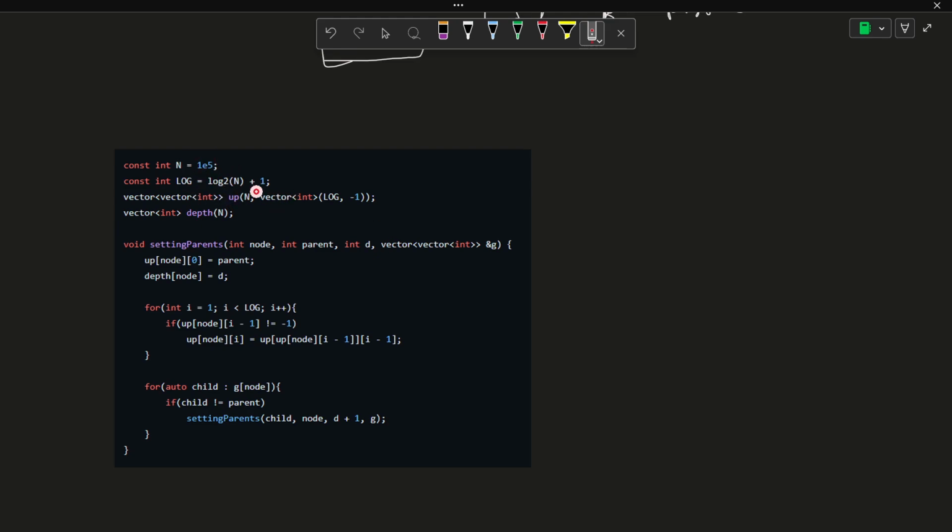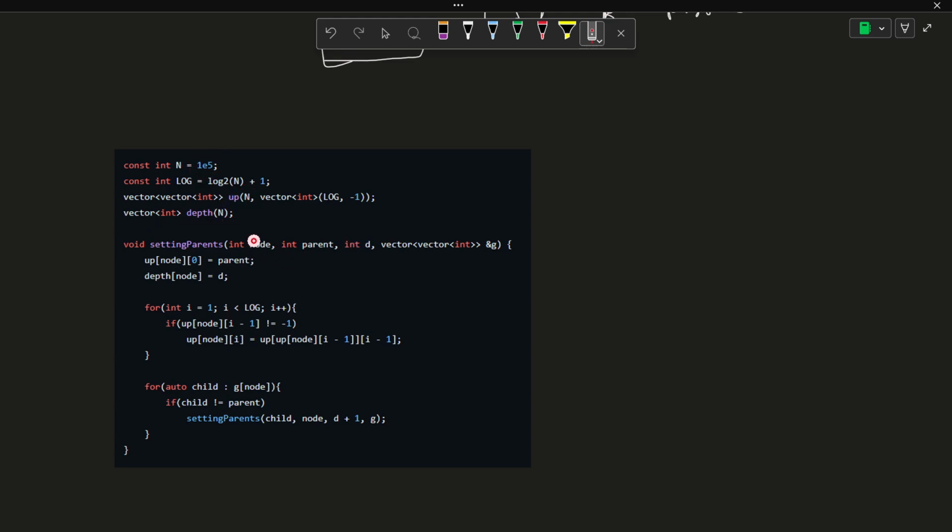Now, since I need 2 to the power ith parents, I can take log 2 of n and just add 1 to it for safety purposes. So log is basically representing all the powers of 2. If I have a number n and I take log base 2 of n, I can get all the powers of 2, right? So I'll get an upper bound of what I need to store in the second half. Now I create a two-dimensional vector of size n cross log, right? I also create a depth vector of size n. So n is the number of nodes.